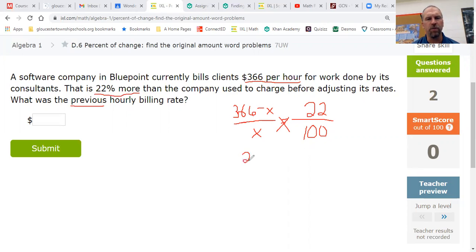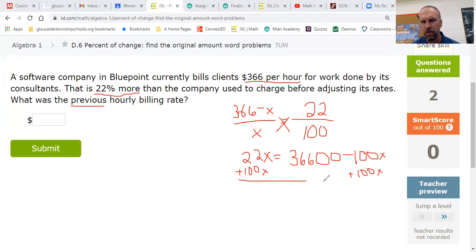Cross multiply, and you get 22x is equal to 36,600 minus 100x. Now solve this equation. I have variables on both sides. I'm going to add 100x to both sides. So now this says that 122x is equal to that large number, 36,600. And I'm going to divide by 122 on both sides.